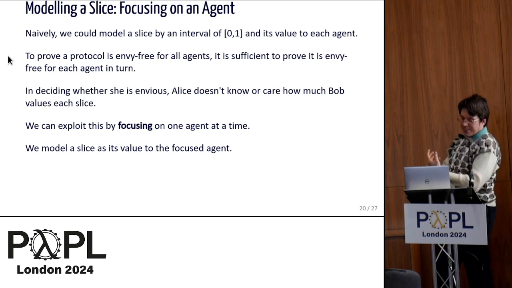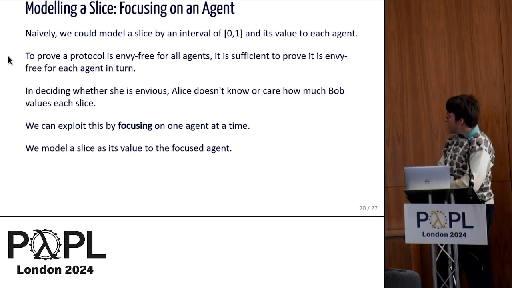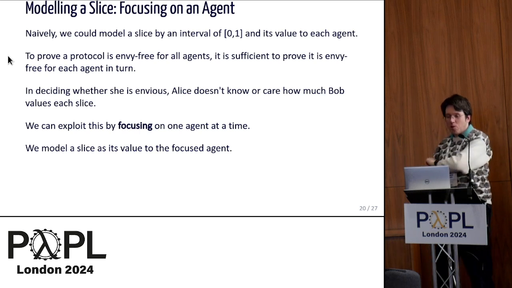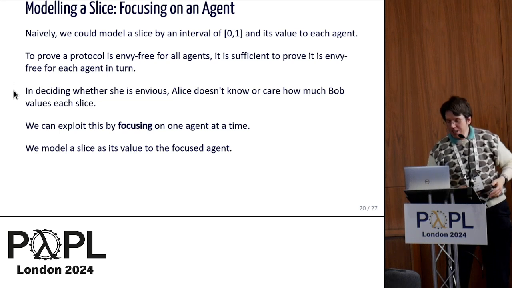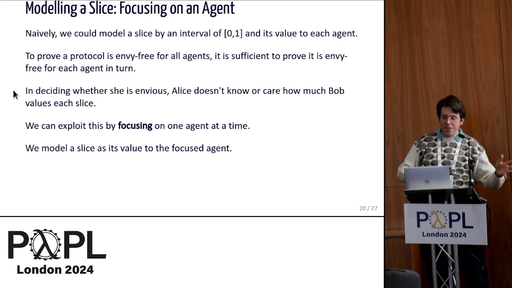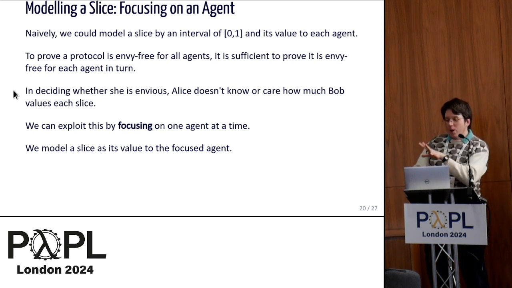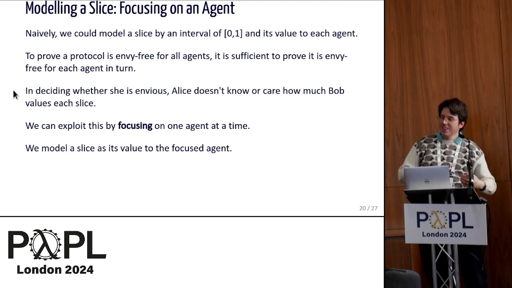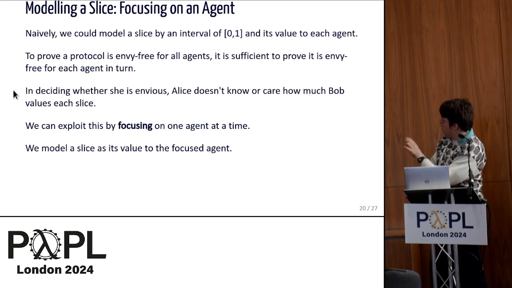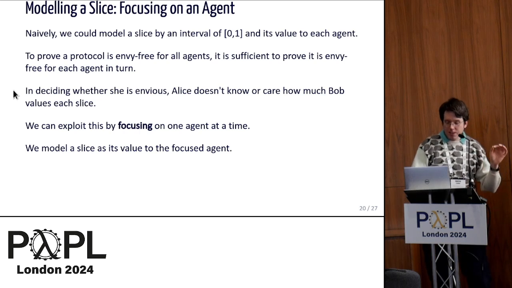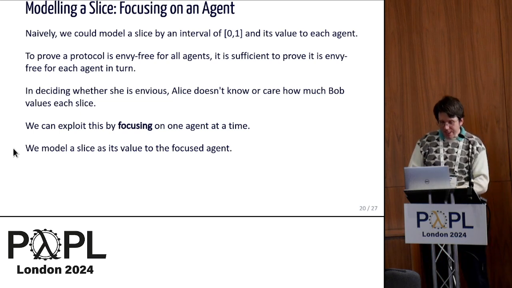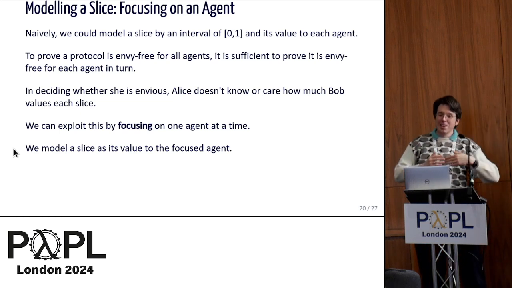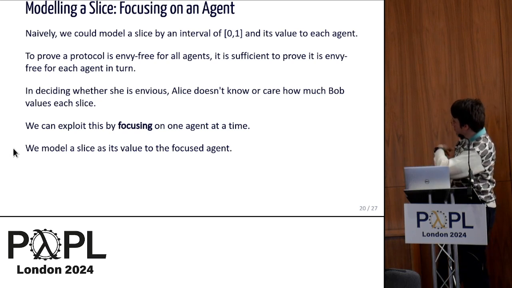And this is advantageous because instead of having one big verification problem, you can have a small verification problem for each agent. So that may give you an efficiency boost. The rationale is that if we're trying to determine whether Alice is going to be envious, she doesn't know or care how much Bob values each slice. She only cares how much a slice of cake is worth to her. So we're going to focus on one agent at a time, and we're going to model a slice as its value to the focused agent. And the unit of value is going to be what we call crumbs, which are integers within a particular range.